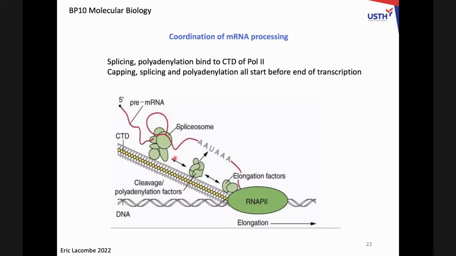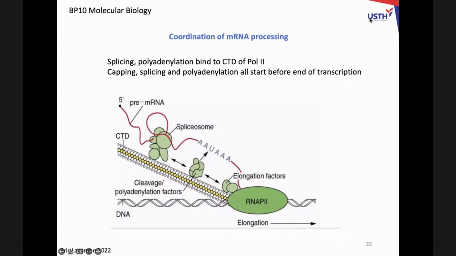Just a reminder: keep in mind that this is RNA pol 2, which is transcribing the RNA. This is the C-terminal domain, and the RNA is here in red, 5'. Just to show you, this is what I wrote as a summary.